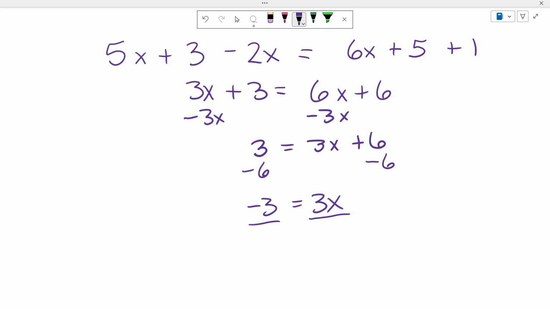Struggling a tad. Then what are we dividing by? 3 or negative 3? Negative 3. No, 3, because that's the number next to x. And don't you get negative 1? You get negative 1 for it. I knew that.